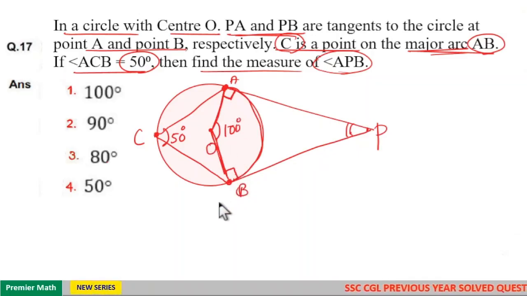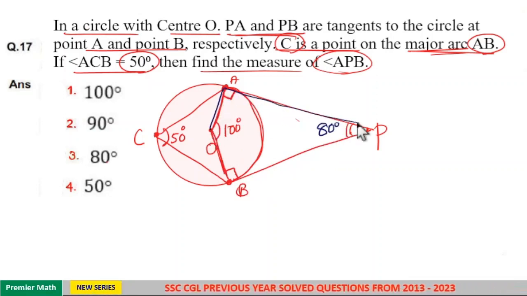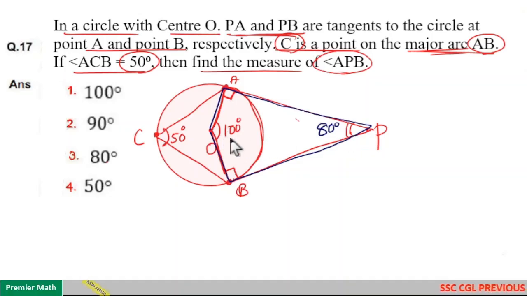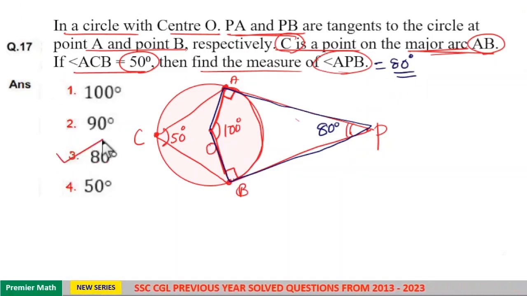So 90 plus 90 is 180 degrees, and this is 100, so this should be 80 degrees, because 100 plus 80 is 180 degrees. The sum of angles of this quadrilateral is equal to 360 degrees. So if these two are 180 degrees, then these two should also be 180 degrees. That is, angle APB is equal to 80 degrees. Option 3 is your answer.